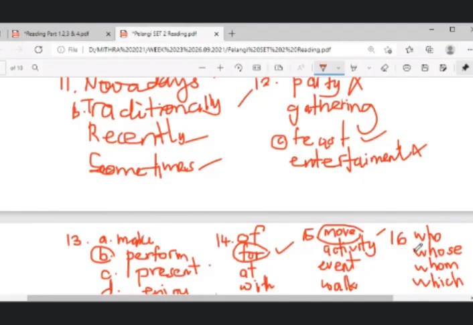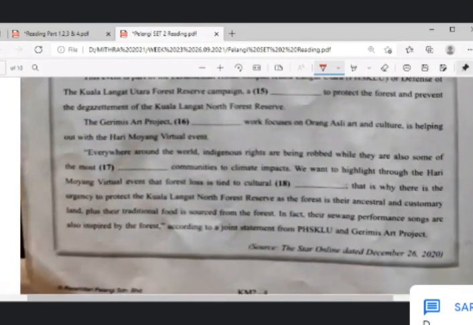You can find this one more easily because it is grammar. Who, whose, whom and which. If you know the function, you can easily get the answer. Okay, all right, let's go to number 16. We have B. We have D. I'm still waiting for the rest. Okay, the others, please answer.